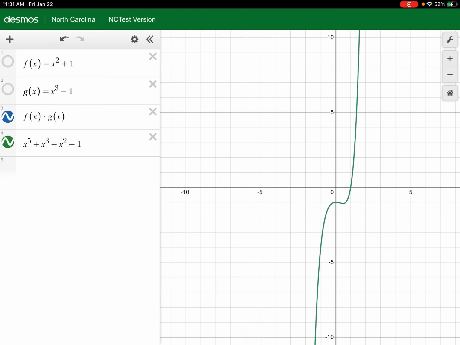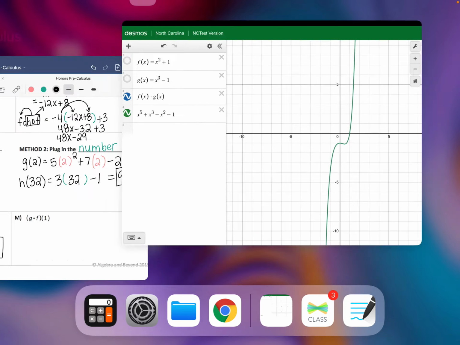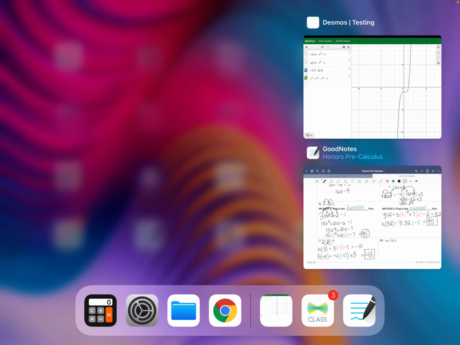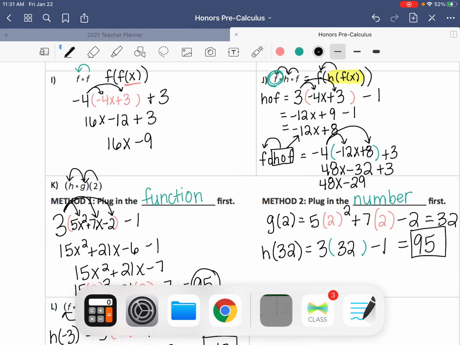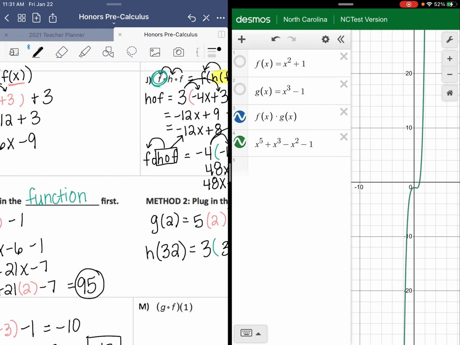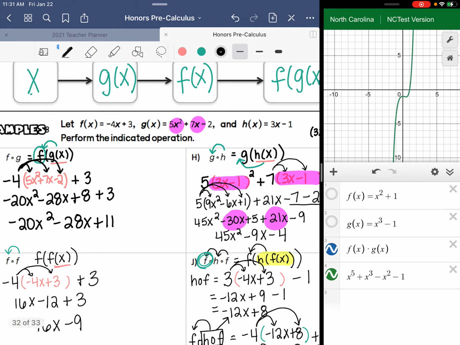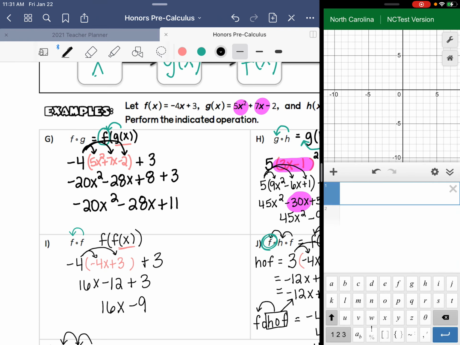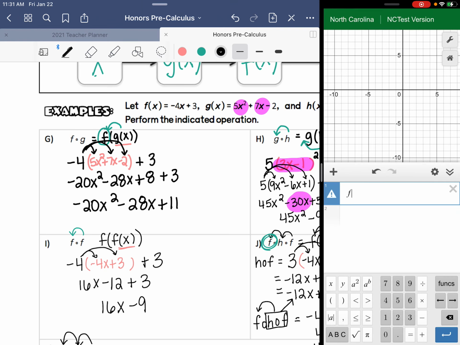All right, so here's some options as well. We talked about Desmos the last lesson we did with operations. All right, so if I pull this up, we can do the same thing with composition. So let's go back and let's look at the first one. So we have to label it. Make sure you label it properly.